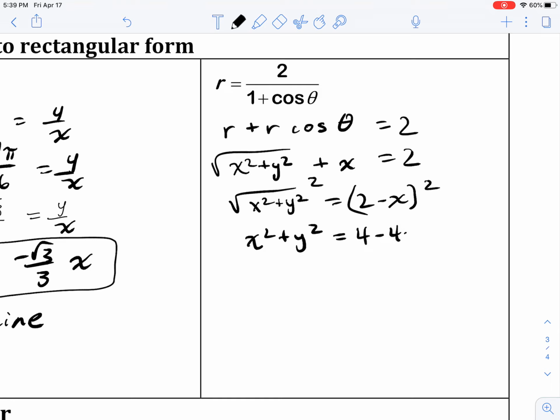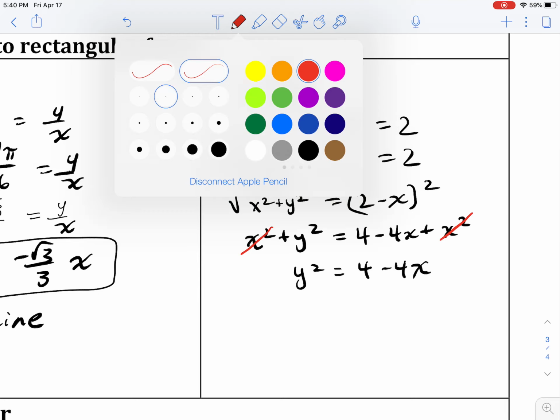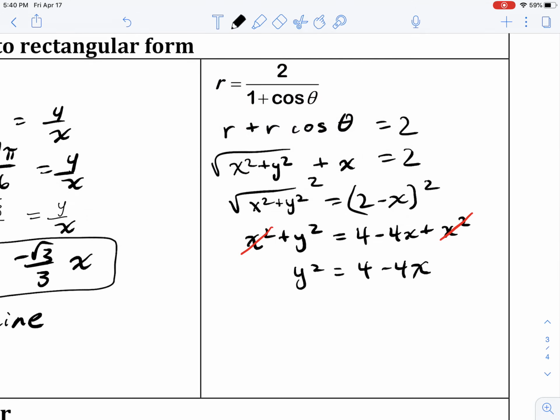And that would give me 4 minus 4x plus x squared. Got my negatives right? Yes. And y squared then is equal to 4 minus 4x, because you can see that these x squareds would be negated once we subtracted both sides by the x squared. And just like we saw before, now we have a parabola, which we want to write in its standard form.